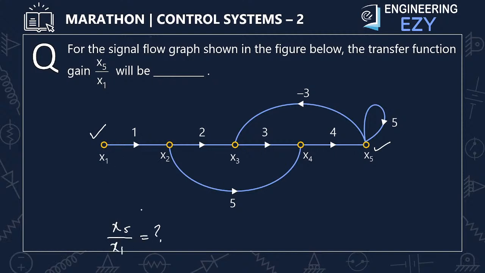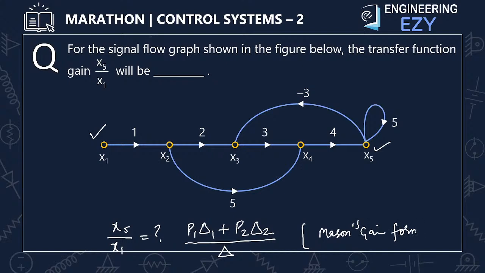Using the Mason gain formula, we can calculate easily. So there are two forward paths. One is this forward path and second one is this forward path. Using the two forward paths, we can calculate the overall gain. X5 upon X1 is P1 del 1 plus P2 del 2 divided by del. It is the Mason gain formula. I am using the Mason gain formula to calculate this question. So what is the P1?